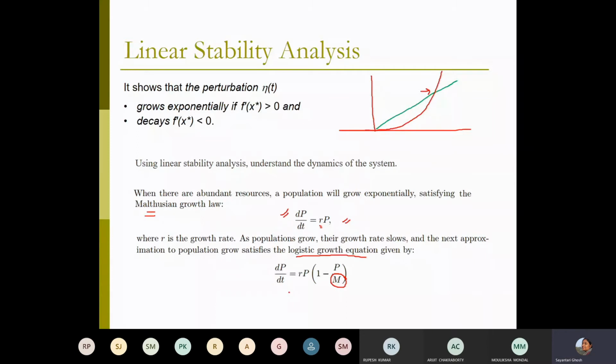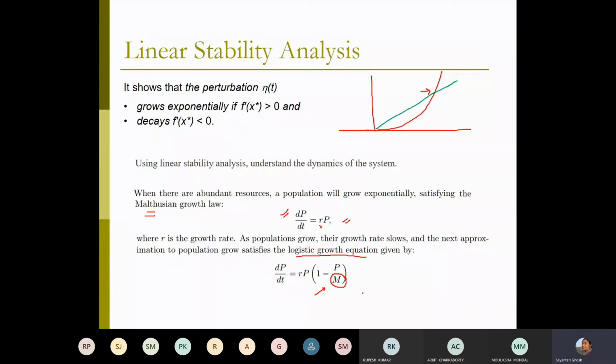Is there enough space for everyone? Is there enough food for everyone? That particular number is denoted by this m. That is the carrying capacity of the system. If you go beyond this value of m, then this entire thing becomes negative. P by m is basically a ratio, and if p is equal to m, then you have 1, so the entire thing exactly stops. But if you go beyond m, then you have kind of an exponential decay.